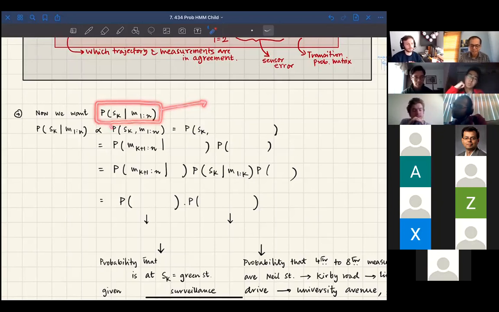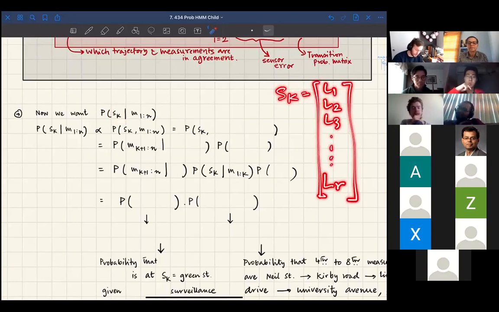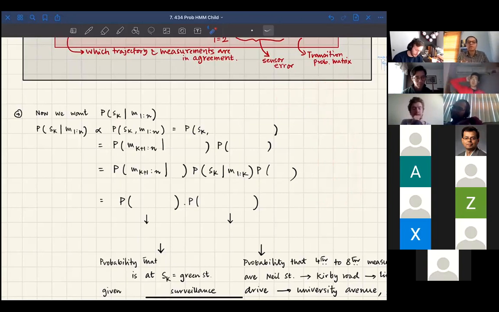This is the probability of my kth state given all the measurements. And what is kth state? Where am I at time k? Sk is obviously going to take all the values possible till L r. Remember, Sk is the random variable. So when I say what is the probability of state k, I am actually saying what is the probability of state k equals L1, of state k equals L2, of state k equals L3, and so forth. Very good.